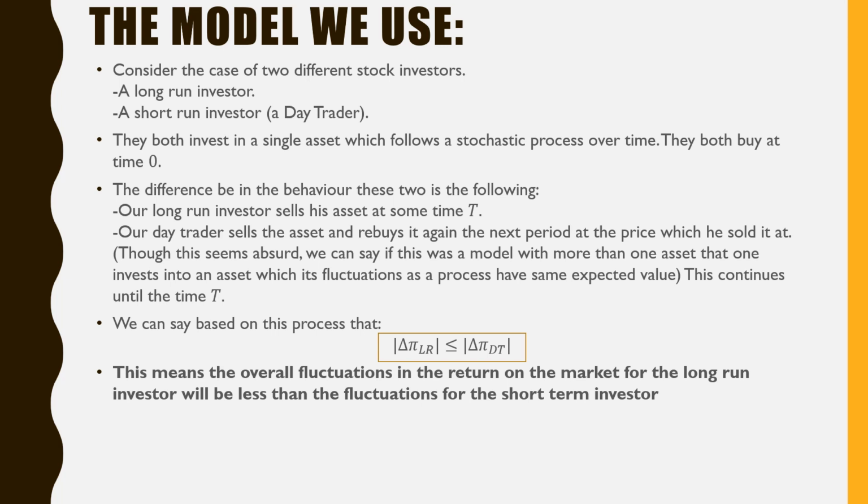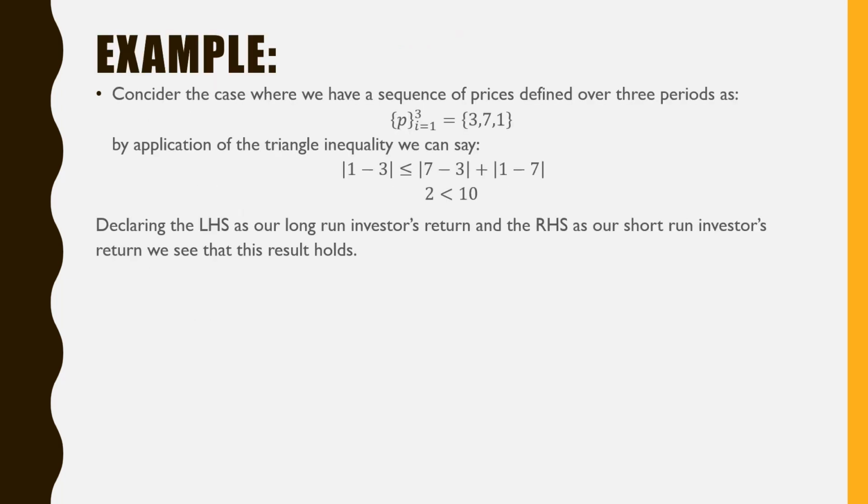We can say, based on this process and this trading behavior, that the changes in terms of the fluctuations in the return on the market for our long-run investor will be less than the fluctuations for our short-term investor. So just as an example, just to illustrate this real quick, consider the case where we have a sequence of prices defined over 3 periods.